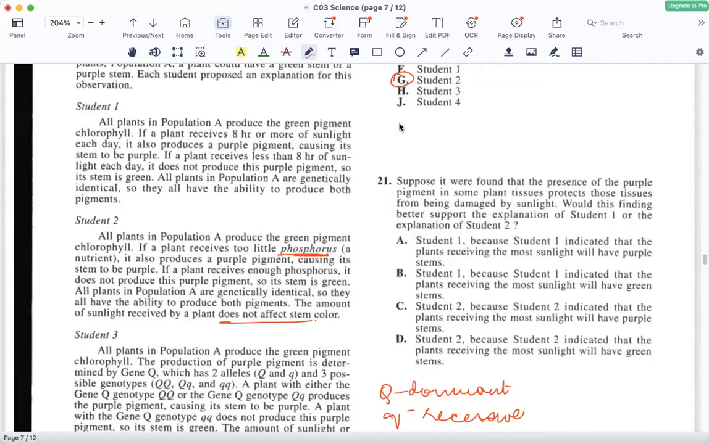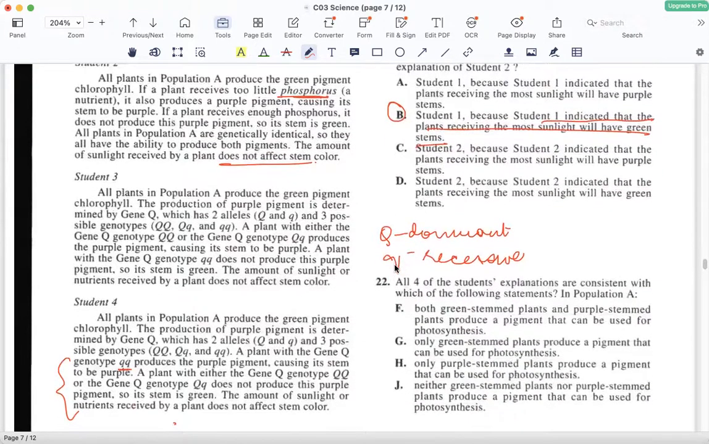So student 1 indicated that the plants receiving the most sunlight, if a plant receives less than 8 hours of sunlight, it does not produce this segment. Stems. Yeah, the plants receiving the most sunlight will have green stems. That's what he says. Student 2 does not think it has anything to do, so it will be B. Yeah.